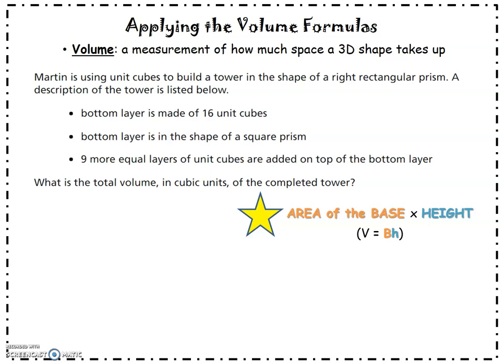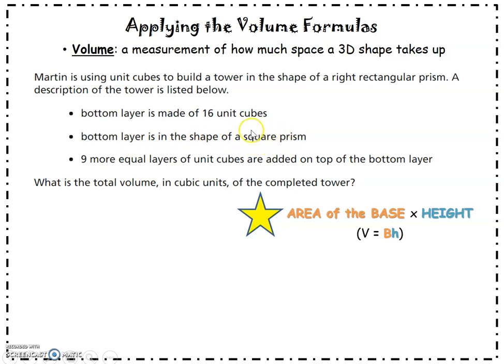I know it means the same as area of the base times the height, but they're already telling me that the base is made up of 16 unit cubes. But I can't quite get that mental picture yet because there's a lot of different ways I can make 16 cubes. So let's look at the second clue. The second clue said the bottom layer is in the shape of a square prism.